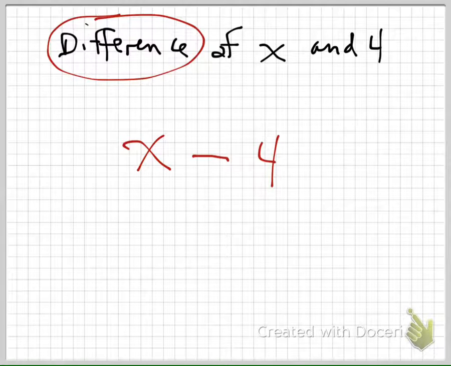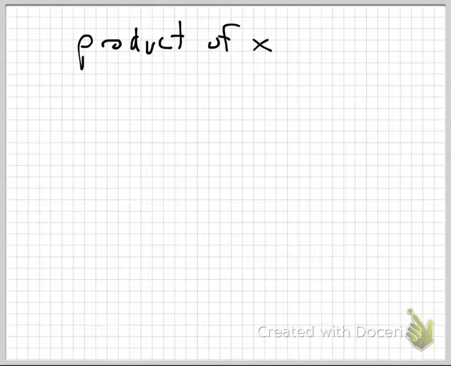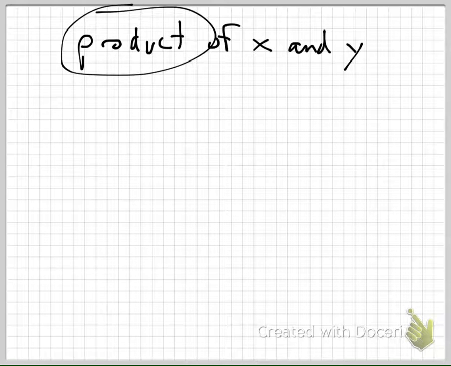Okay. What about this? Give me the product of x and y. Give me the product of x and y. When you see the word product, what are we talking about here? Multiplication, right? So the product means multiplication.